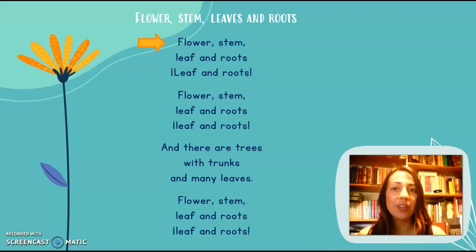Okay, so those were the vocabulary words, and now that you know them, we're going to read this poem but singing the song, okay? Let's go. Flower, stem, leaves, and roots. Flower, stem, leaf, and roots, leaf and roots. Flower, stem, leaf, and roots, leaf and roots, and there are trees with trunks and many leaves. Flower, stem, leaf, and roots, leaf and roots. Did you like it? Very good.